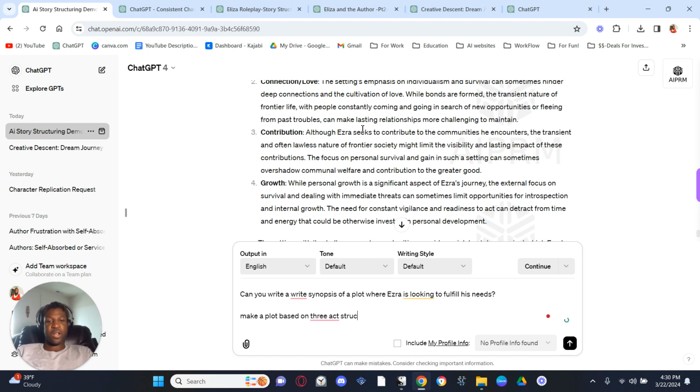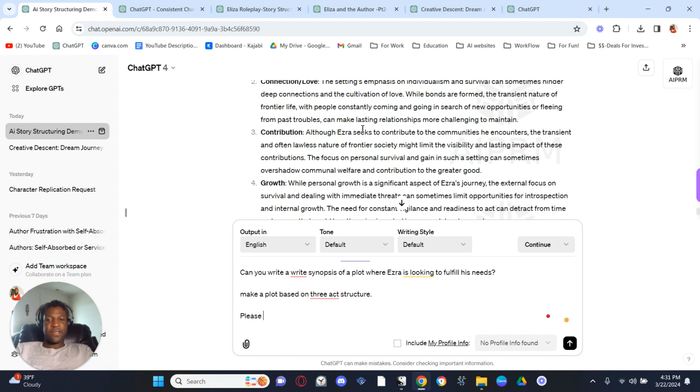Three-act structure. Because the reason I can do this is because I know how to write, so I understand the questions to ask. If you don't know how to ask, you're going to get a stupid story because it's doing all the thinking for you. But if you know how to ask the right questions, it can give you the details. And remember, we haven't even written anything yet. We're just ideating a random story. So make a plot based on a three-act structure.